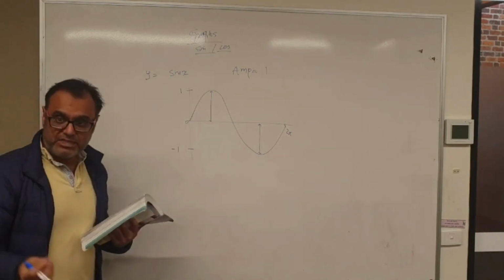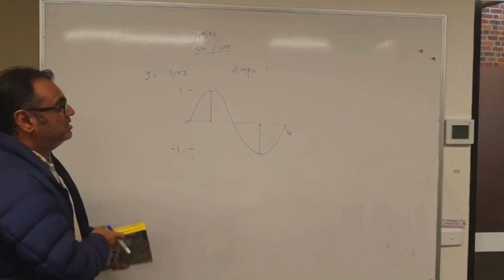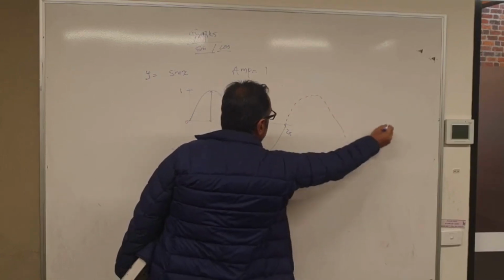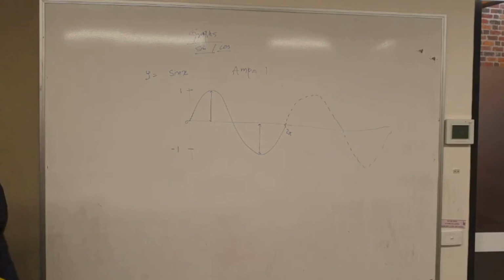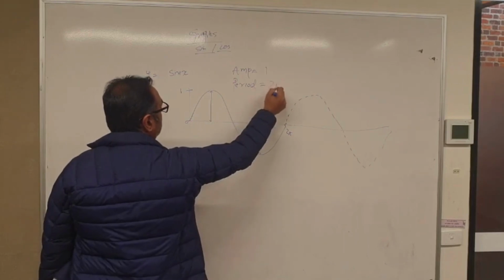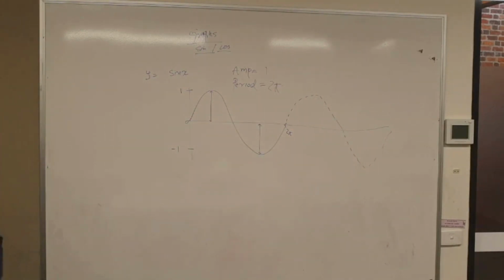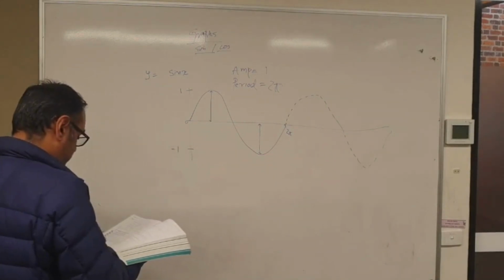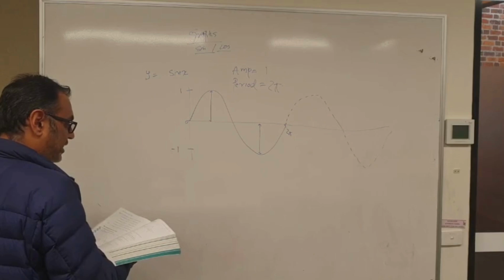Period is where it repeats. It starts to repeat after 2 pi. So after 2 pi, it will start to repeat. So I call that the period. It is 2 pi. Right? Easy so far? Now, this is a periodic function. The graph repeats itself after 2 pi's. The amplitude is the maximum; the minimum is -1 and +1.